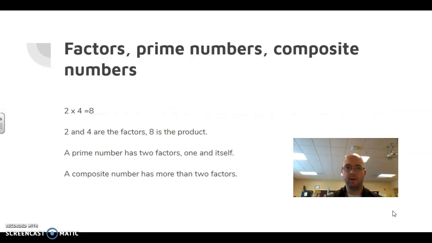So, here we go. Factors, prime numbers, composite numbers. So look at 2 times 4 is 8. 2 and 4 are the factors. 8 is the product. Prime number has 2 factors, 1 and itself.